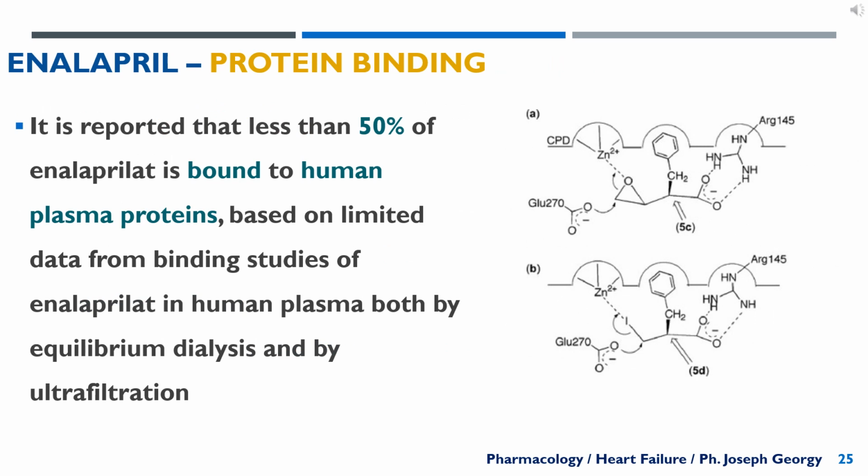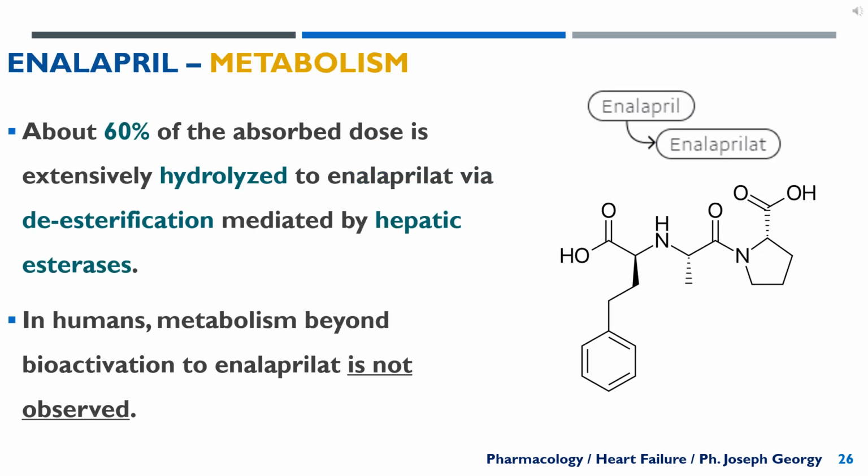Now about the protein binding property. It's reported that less than 50% of enalaprilat is bound to human plasma proteins based on limited data from binding studies of enalaprilat in human plasma, both by equilibrium dialysis and by ultrafiltration. Now, what about the metabolism of enalapril? Actually, about 60% of the absorbed dose is extensively hydrolyzed to enalaprilat via de-esterification mediated by hepatic esterases. In humans, metabolism beyond bioactivation to enalaprilat is not observed.